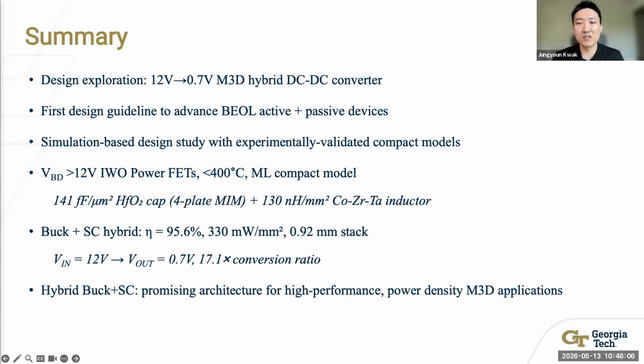Fourth, our SPICE simulation gives a peak efficiency of 95.6%, a power density of 330 milliwatts per square millimeter, and a total area of 0.87 square millimeter at 0.92 millimeter stack height. This shows that backside power delivery can compete with off-chip intermediate voltage regulators or beyond.